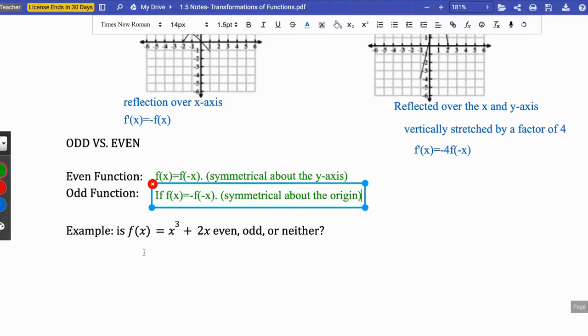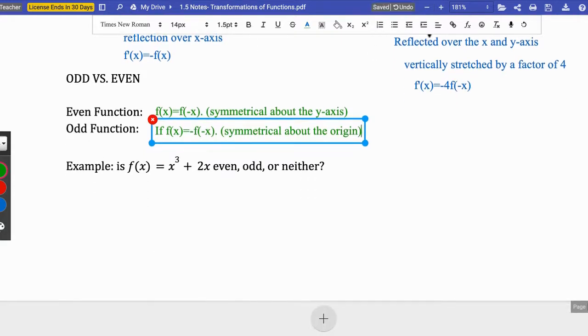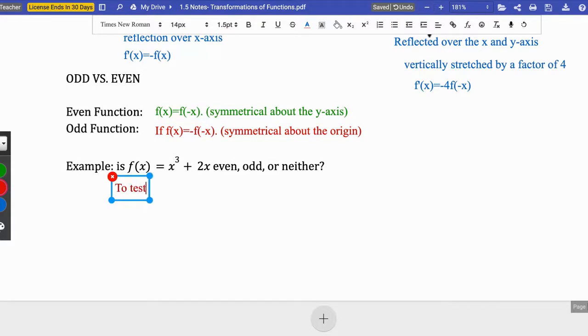Okay, this is only a couple of examples in your homework, but I do want to make sure you are able to tackle those. So if f of x is equal to x cubed plus 2x, we want to know, is this function even, odd, or neither? So really how we're going to do this is we just need to test. To test, see if f of negative x or negative f of negative x gives the original function.